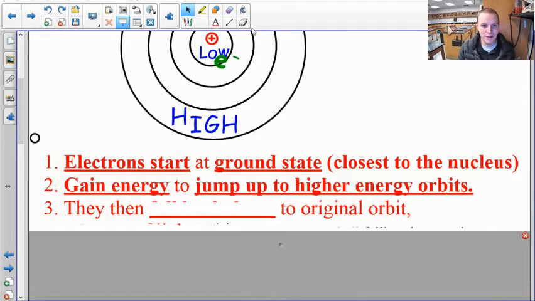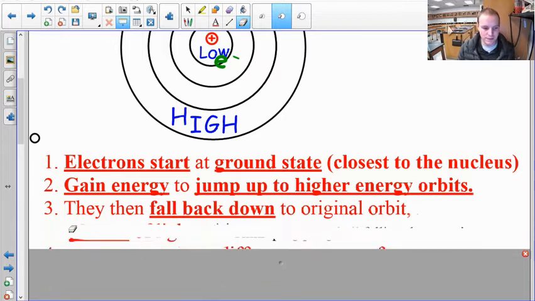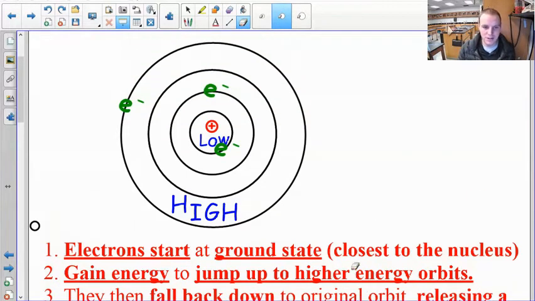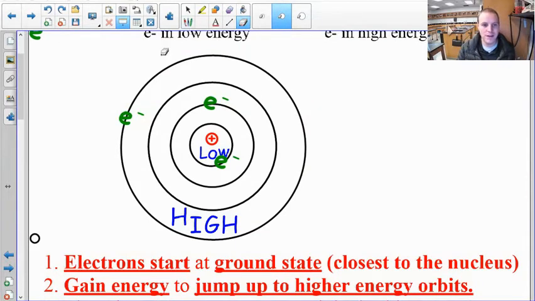Step 3, the electron then falls back down to its original orbit and releases a photon of light, sort of like a ping pong ball falling down the stairs. Okay, so what goes up must come down. So we put a bunch of energy into this electron. It got excited, but it's only temporary.